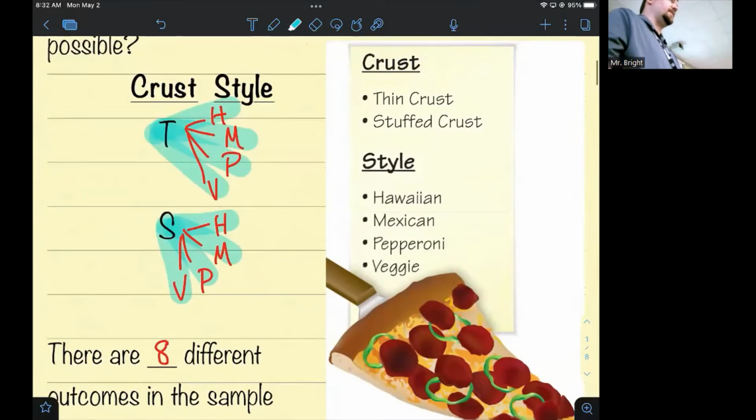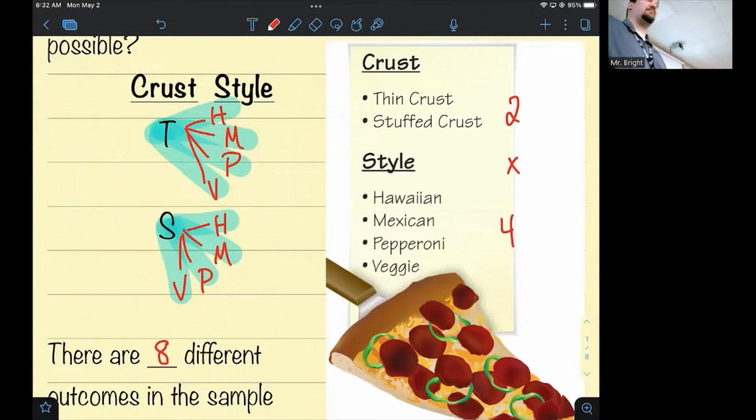Before I move on, does anyone remember, because we did this during success time. Do you remember how you could have gotten 8 without having to do the sample space? Jude? Times the style by 2. That's right. There are 2 options for crust, and there are 4 options for the style. And if you multiply that together, you'll also get 8.